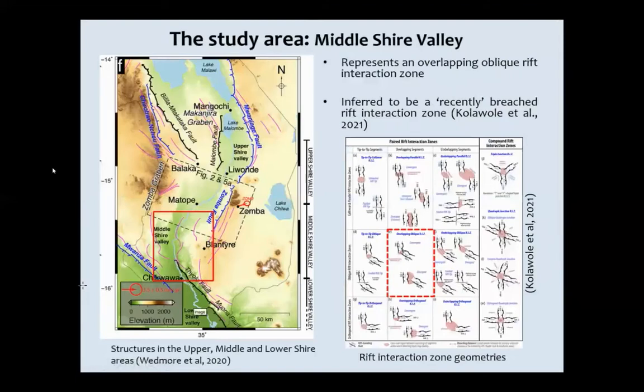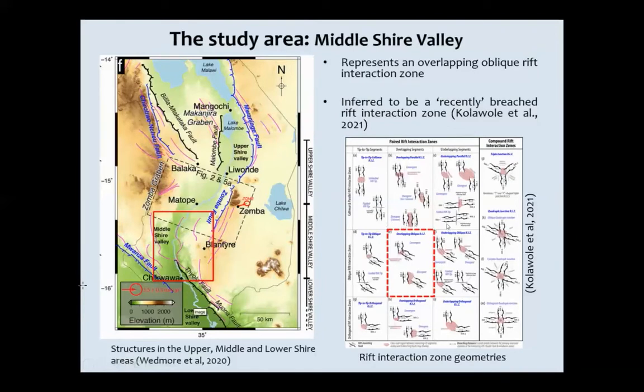The middle Shire area, the study area that we're talking about, is shown in the red square here and has been described as a breached rift interaction zone recently, by the way, by Kolaole and others. And these interaction zones are areas where we have two different segments of the rift trying to integrate or coalesce to form a transfer zone. But before their coalescence, they develop into a rift interaction zone.